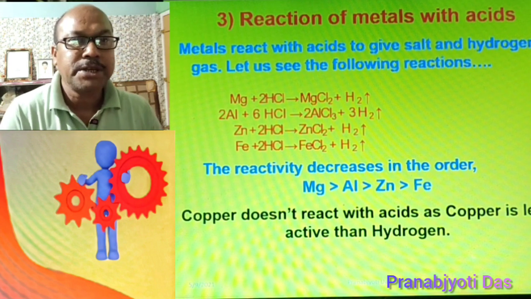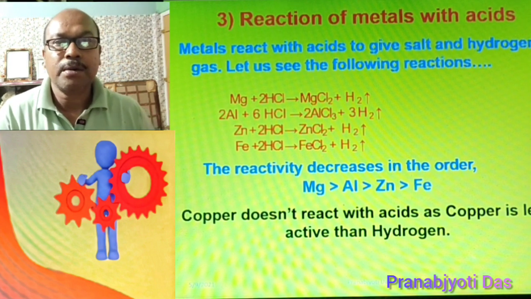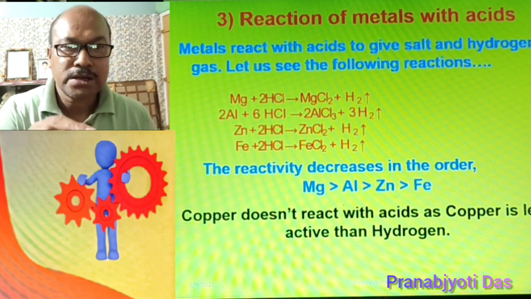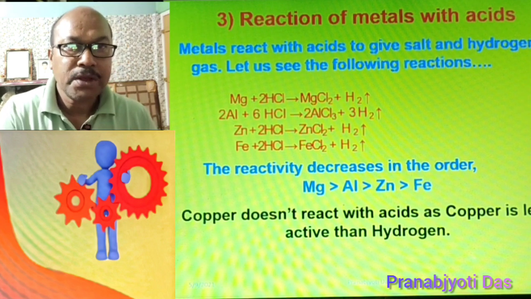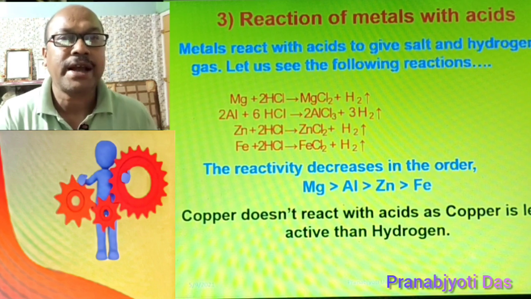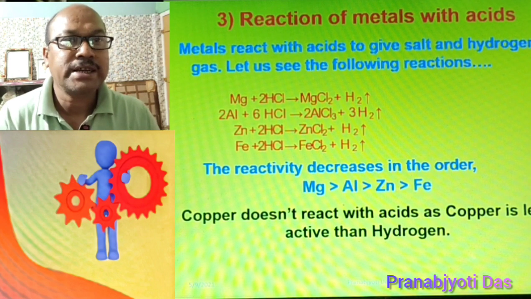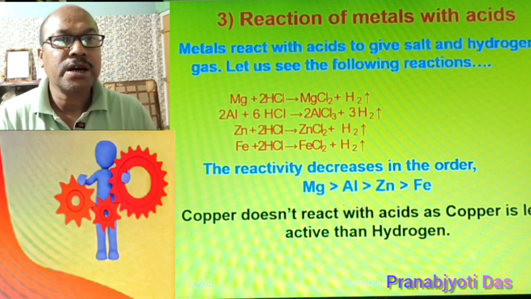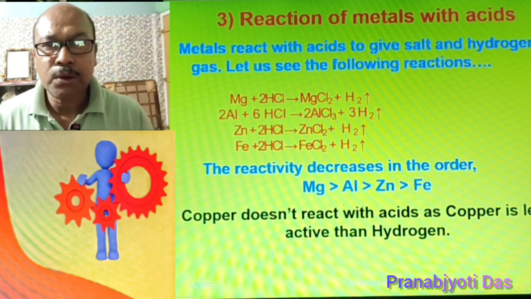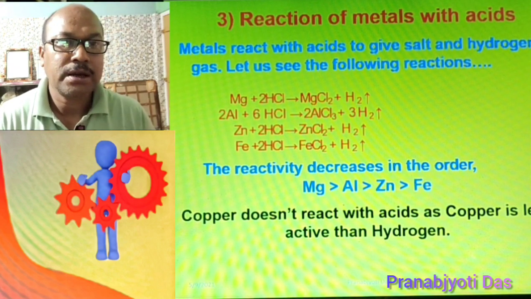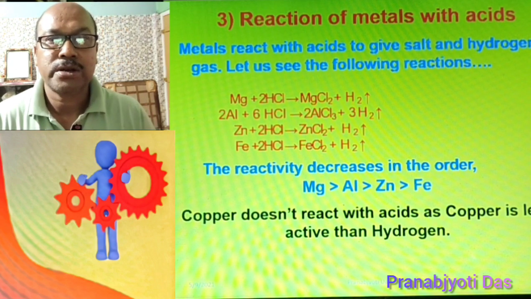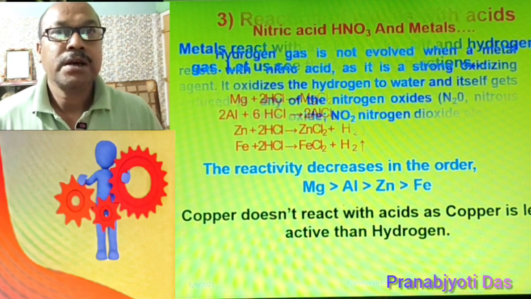In the decreasing reactivity order, magnesium is the most active metal in the 4 reactions given in this slide, the ones in red ink. In these 4 reactions we are talking about 4 metals: magnesium, aluminium, zinc and iron. Magnesium is the most reactive, aluminium comes next, then zinc, and iron is the least reactive amongst these 4. Copper does not react with acids, so there is no chemical reaction of copper with any acid.